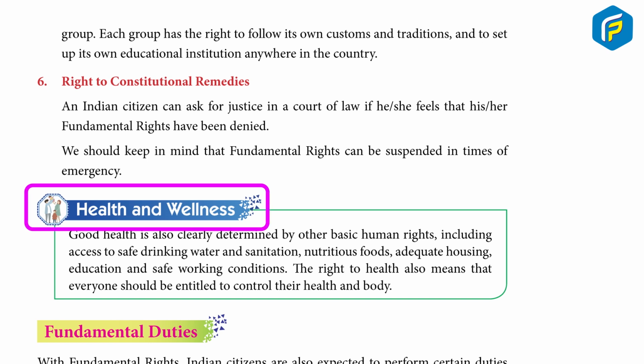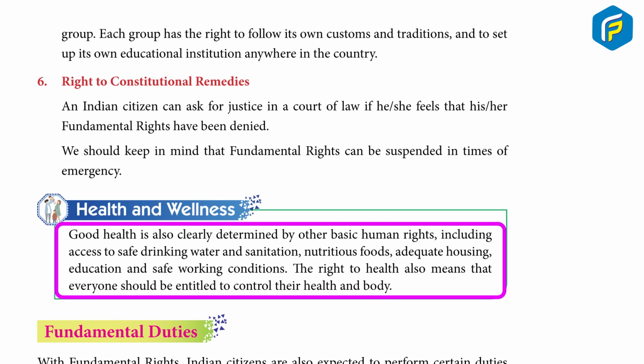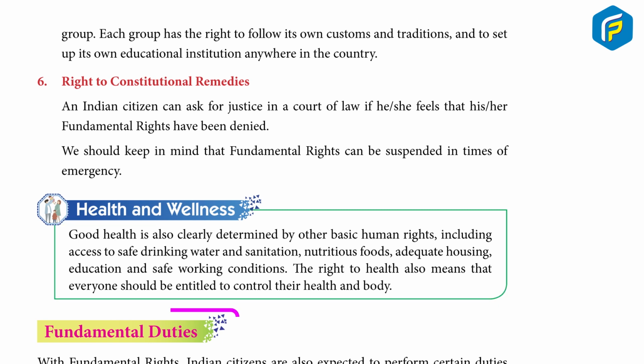Health and wellness. Good health is also clearly determined by other basic human rights, including access to safe drinking water, sanitation and nutrition, food, adequate housing, education and safe working conditions. The right to health also means that everyone should be entitled to control their health and body.